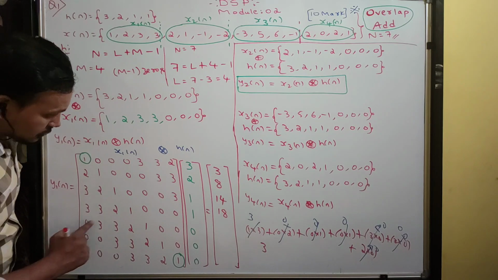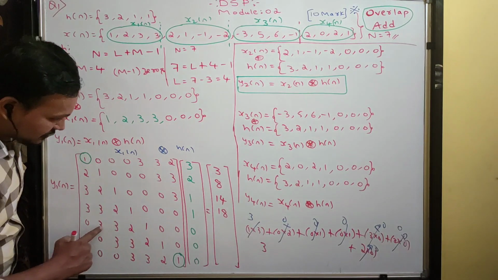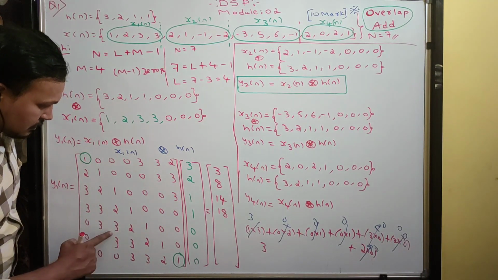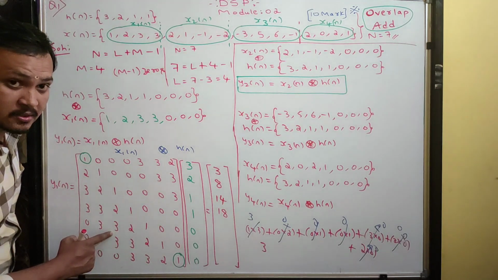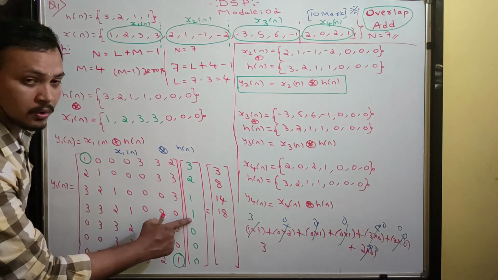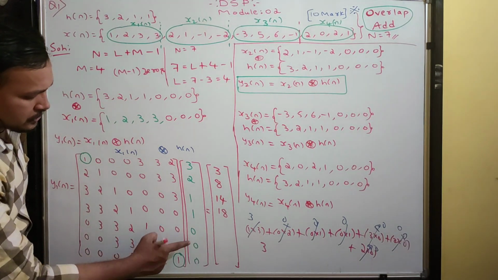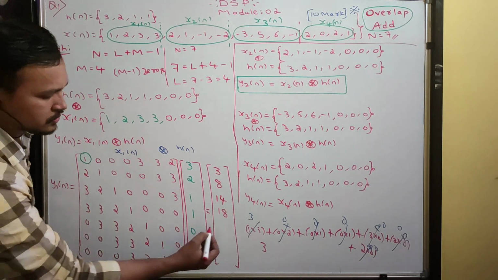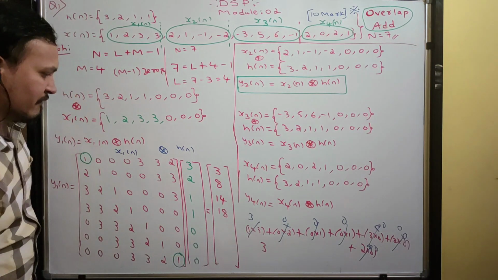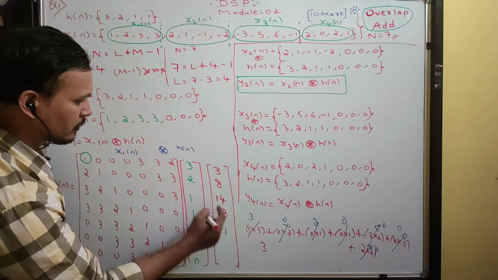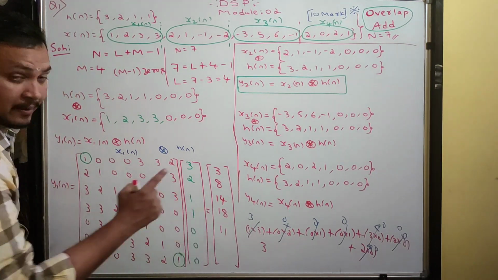Fine. Next one. 0 into 3 is 0. 3 2s are 6. 3 1 is 3. 6 plus 3 is 9. 2 1 is 2. 9 plus 2 is 11. Next 1 into 0 is 0, 0 into 0, 0 into 0. So finally we got 11. Okay, the fifth sample is 11.